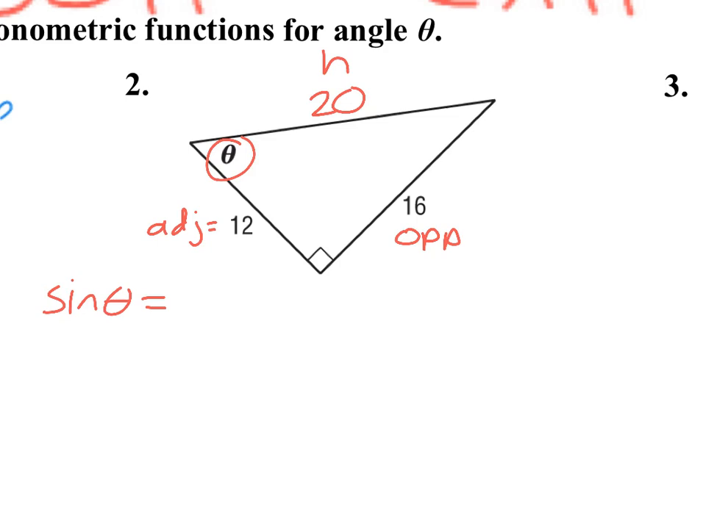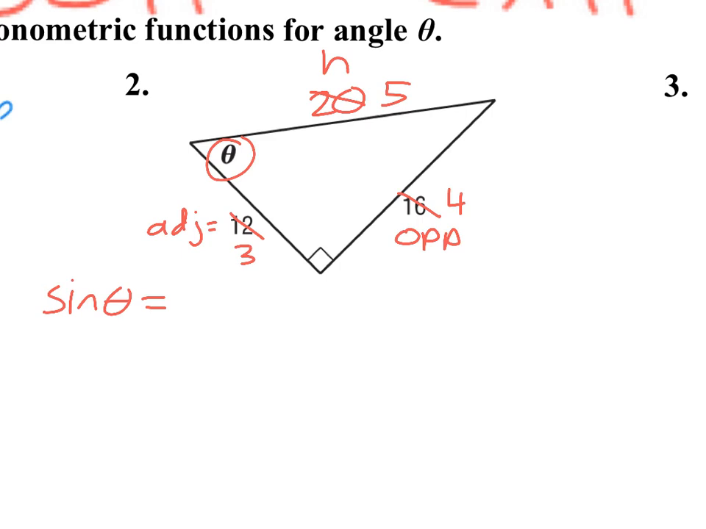Okay, SOHCAHTOA. You could actually reduce it now. If you reduce it now, you don't have to reduce it later. So if I divide this by 4, I get 3. Divide that by 4, I get 4. And divide that by 4, I get 5. So if you reduce it before, then you don't have to reduce 6 fractions. You could just reduce it once.